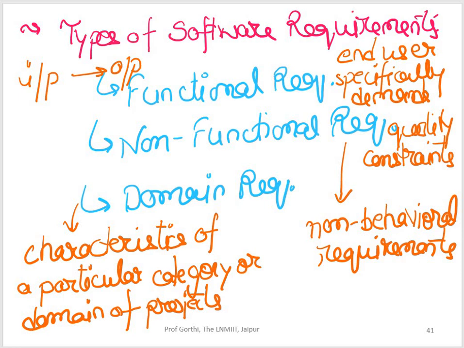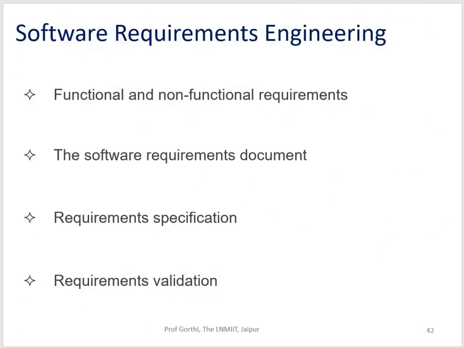Right, so let's look into these software requirements now. What we have is functional and non-functional requirements. We have the software requirements document. For the specification, we have the requirement specification, and then we have the requirements validation. That means I need to validate these requirements.